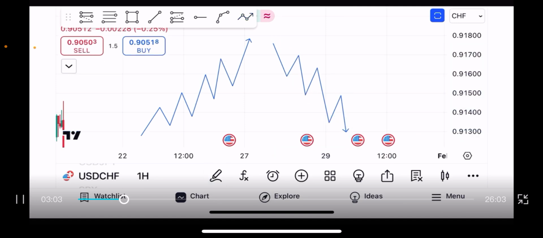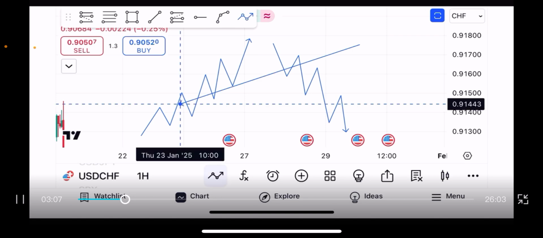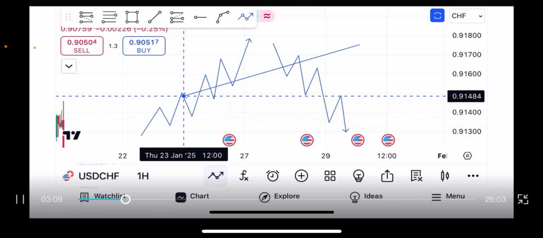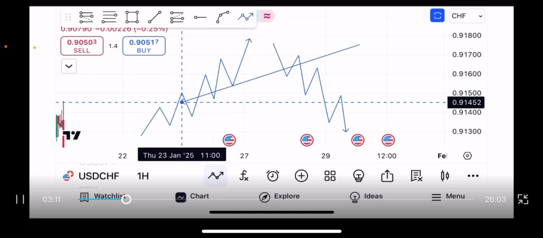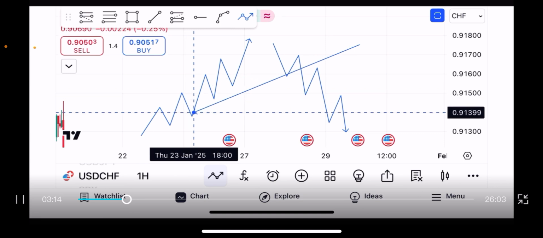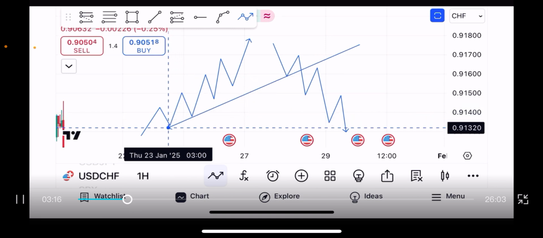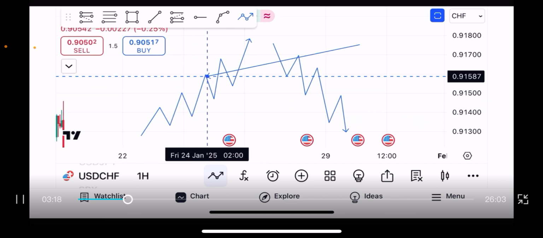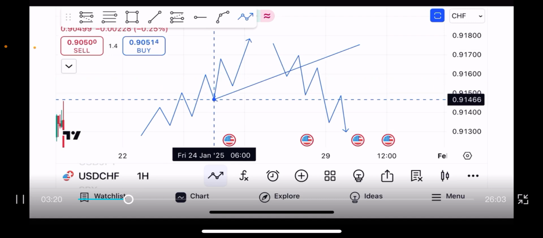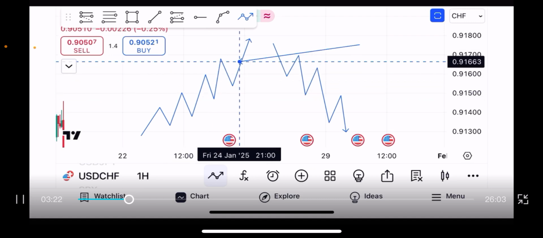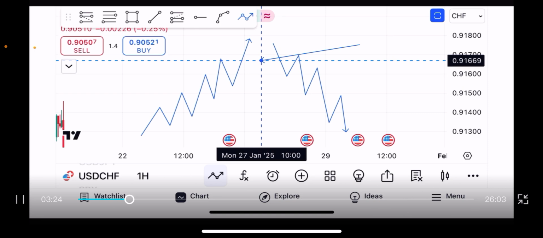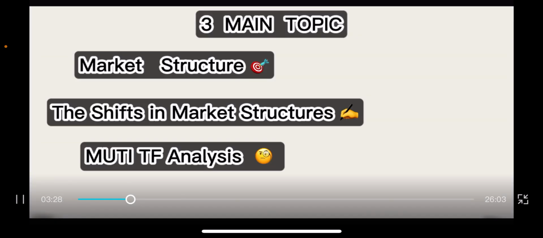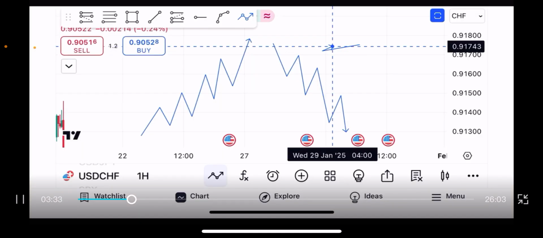Now you need to understand that the rule of market structure is whenever the market pushes up and we are in an uptrend, it will definitely respect this low and it will definitely go up. You understand? It will definitely respect it and go up until the market wants to change direction, and that's when we move into the second topic, which is shift in market structure. So shift in market structure, let me delete this.